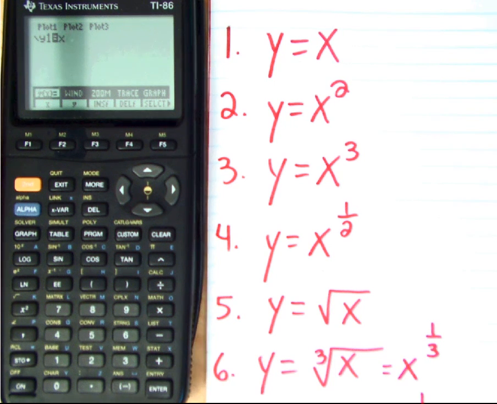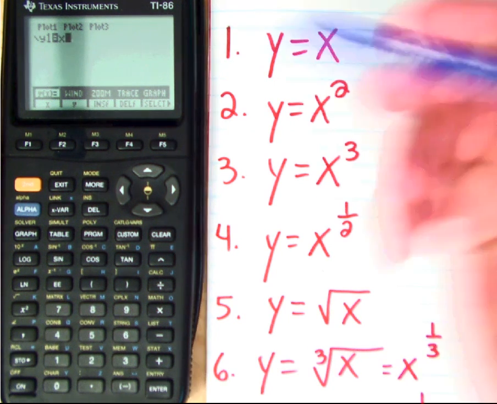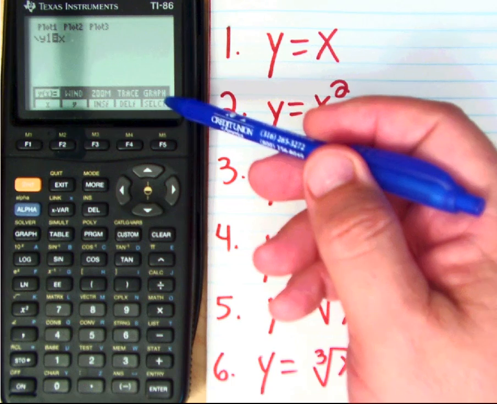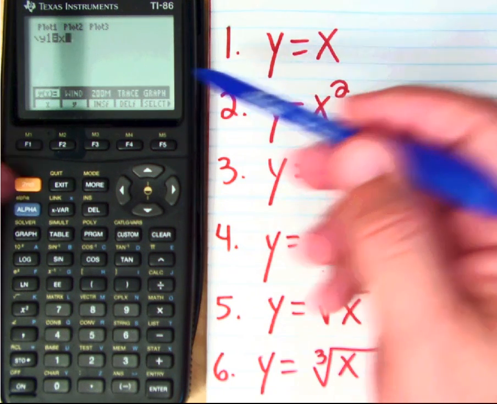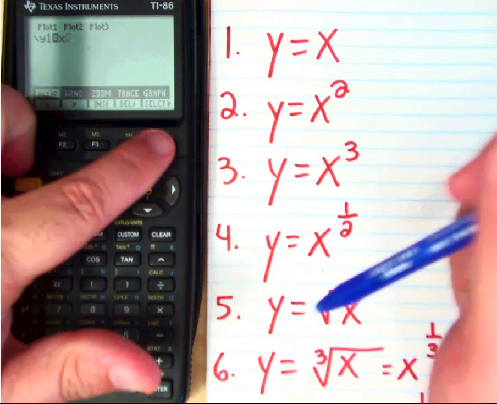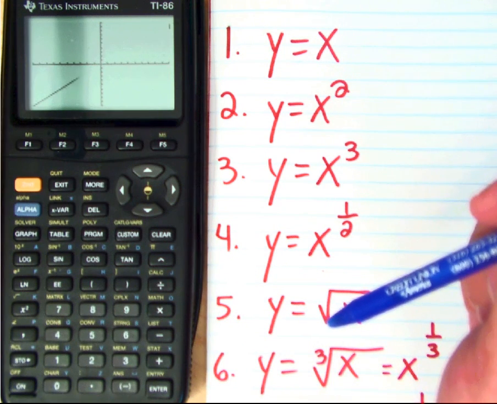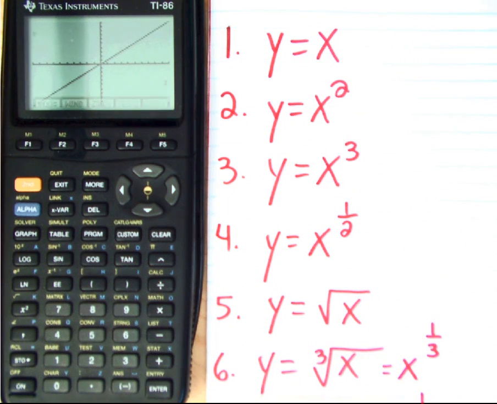Now the graph. How to get a pen. Graph is right here, above it in the second menu bar. So we push our second button one time, and then push the F5 to access that. And there's our graph of y is equal to x.